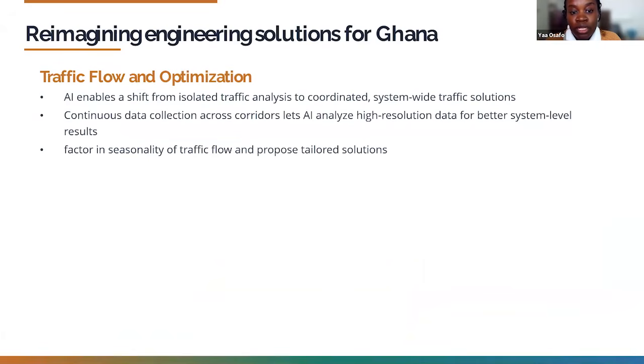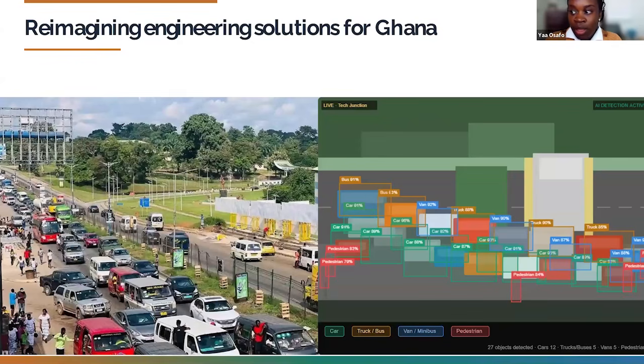So by collecting continuous data across corridors, AI can analyze these high resolution inputs to improve outcomes for the entire network. For example, we can use low-cost cameras and place them at strategic sections along, for example, Tech Junction to Ameko in Kumasi. And the information that we get from these low-cost cameras can help us create a solid coordinated corridor to improve traffic progression.